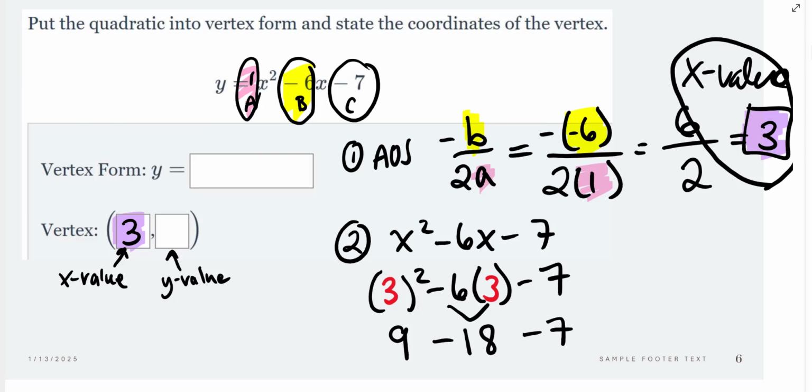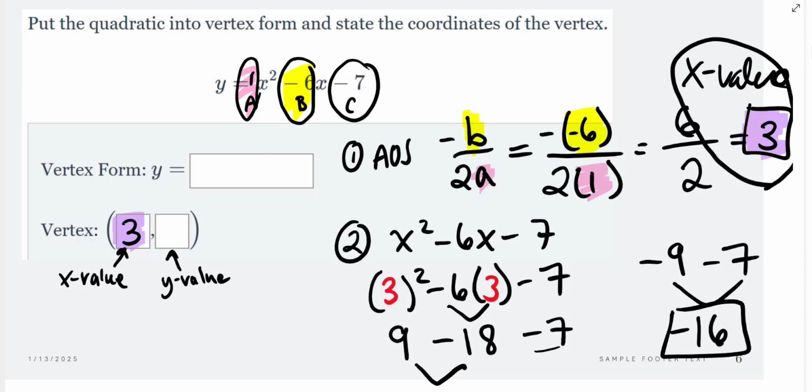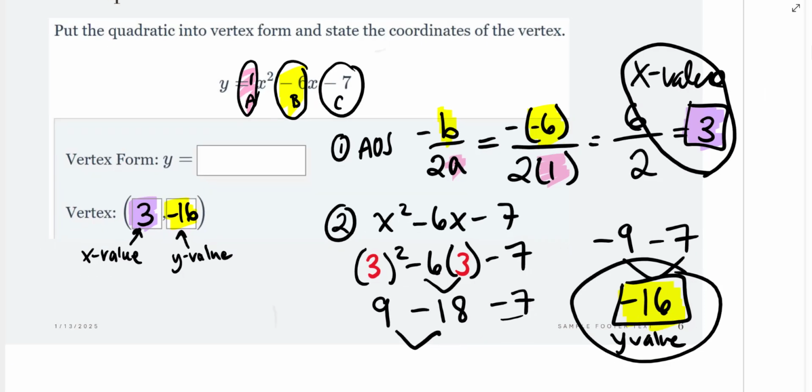Now we're going to simplify. 9 minus 18 is negative 9, and we have the minus 7 as well. Don't forget this. And then we combine negative 9 and negative 7. How many negatives total? Negative 16. Okay, and that's going to be our y value, which goes right here. Y value, negative 16.